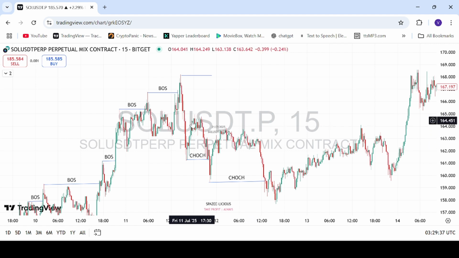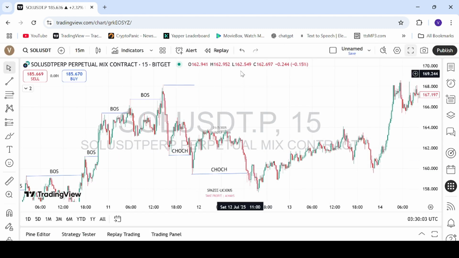So it signals that there might be a reversal, because it couldn't break the previous higher high, but rather created a new higher low, then went down. That is what we call CHoCH. That is change of character. It's as simple as that.